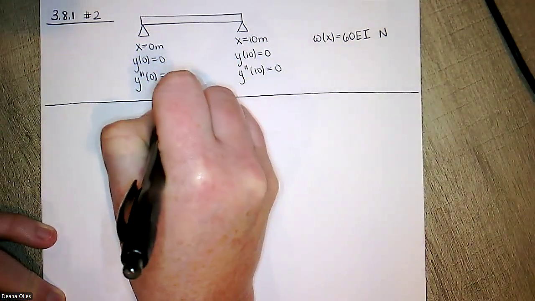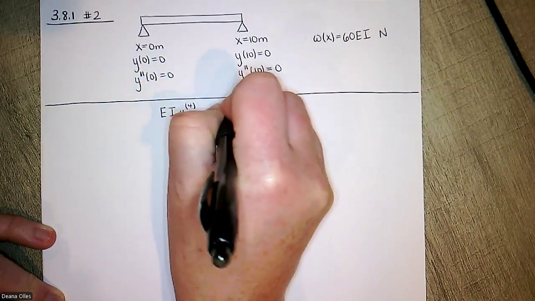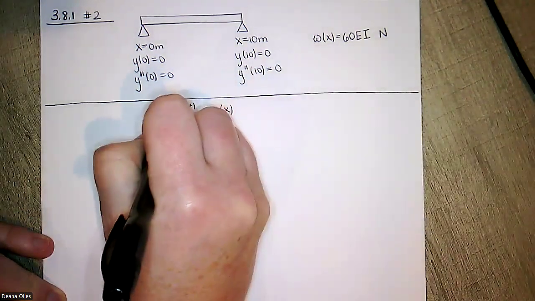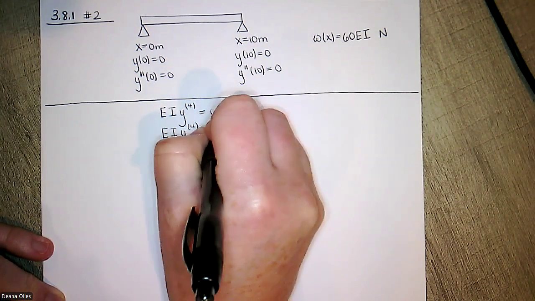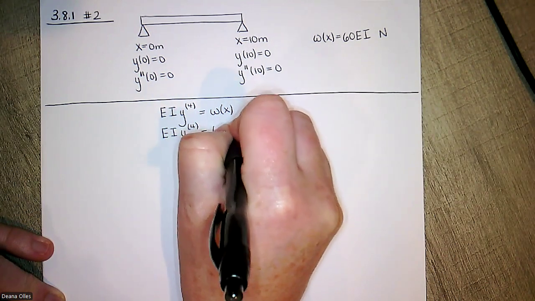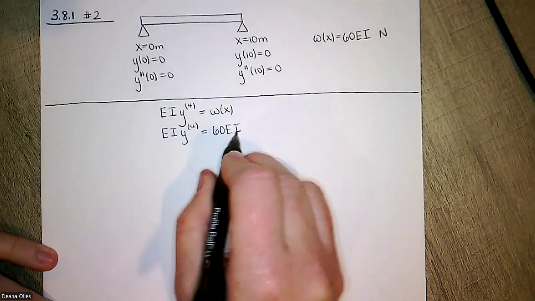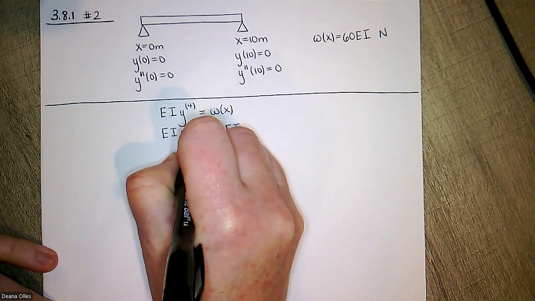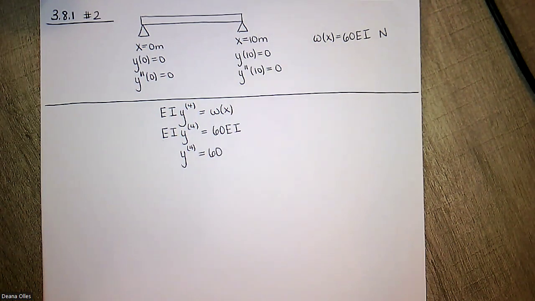So the differential equation is EI fourth derivative of y is equal to our load per unit length. So putting in our load, we have EI fourth derivative of y equals 60 times EI. Again, your load is typically not written in terms of Young's modulus and inertia, but we're doing that so that the differential equation solution process is nice and clean, because now we can divide both sides by Young's modulus and inertia and cancel them out. And the differential equation that we are going to solve is a nice clean fourth derivative of y equals 60.